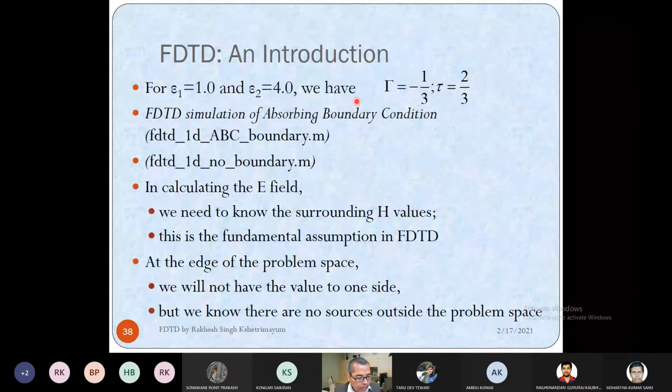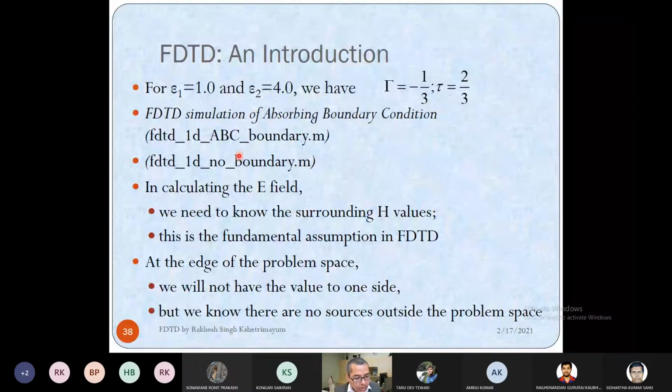have calculated that when we have free space, epsilon 1 relative permittivity is 1 for free space, and if we have a dielectric of epsilon r2 equal to 4, then gamma turns out to be minus 1 by 3 and tau turns out to be 2 by 3. And we have seen that as soon as the wave enters the dielectric region, the amplitude has been reduced to 2 by 3, and some of the wave is reflected with a negative sign, so the wave is inverted and the amplitude is 1 by 3. We have seen that.